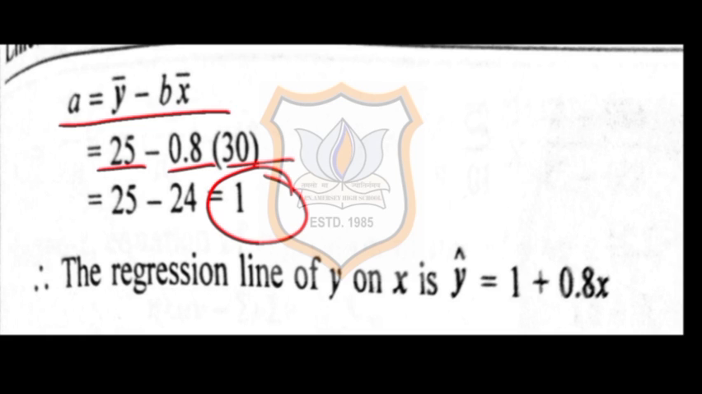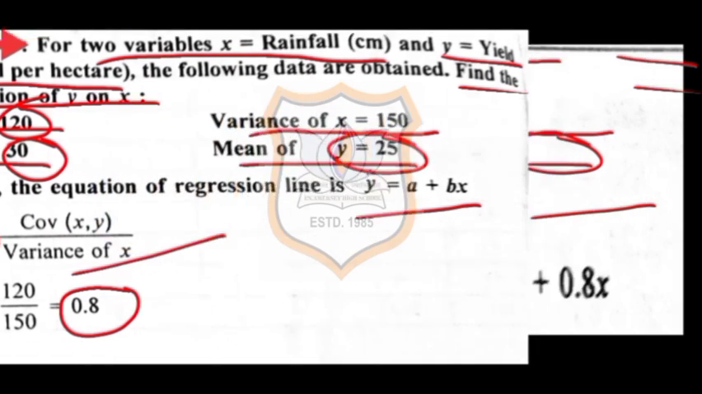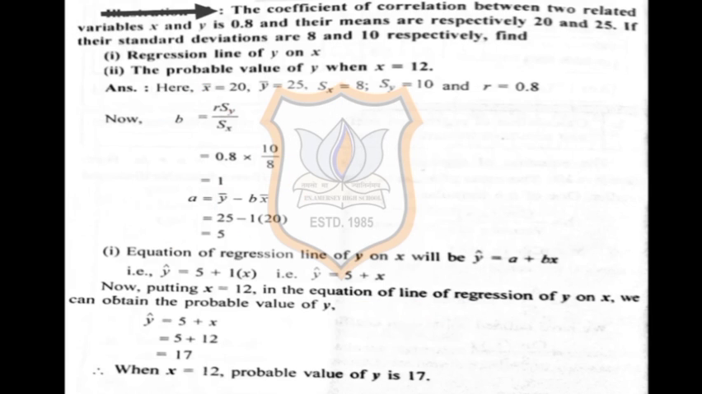Now what is the regression line of y on x? The formula is y is equal to a plus bx. So when you substitute the value of a, b, we will get the equation as y is equal to 1 plus 0.8x. Let's take the other question.